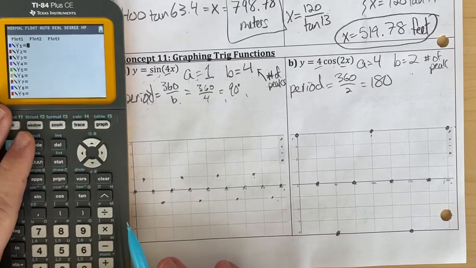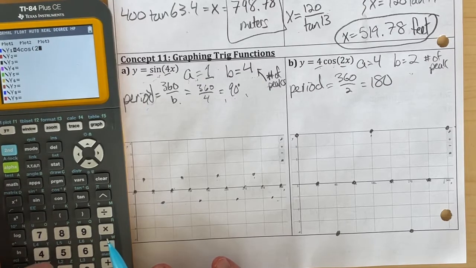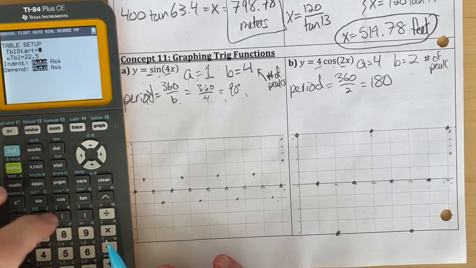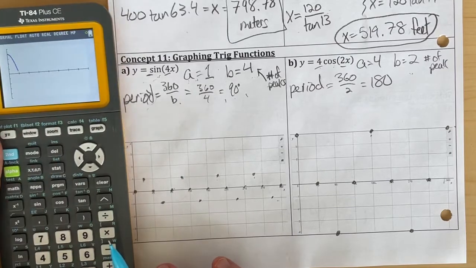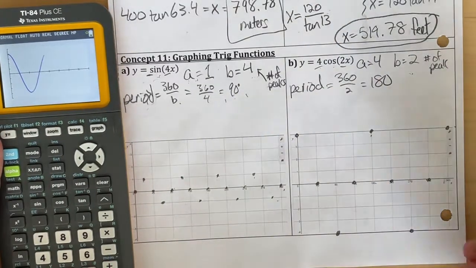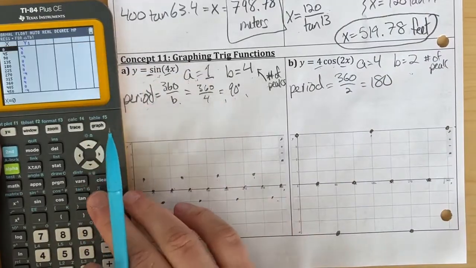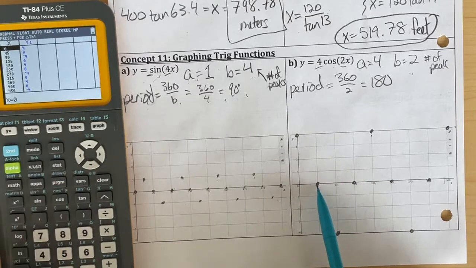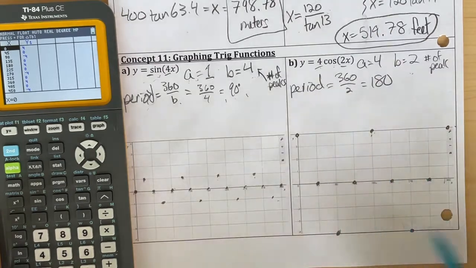Always double check, so I can say I have 4 cosine of 2x. Let's set our table to change every 45 degrees. I can hit graph, and so notice how it goes down to -4 and up to +4. And we have those 2 peaks from 0 to 360. And if I have the table of values, again, starting at 0, I have 4. I go to 0 at 45, -4, 0, +4, and I repeat myself.